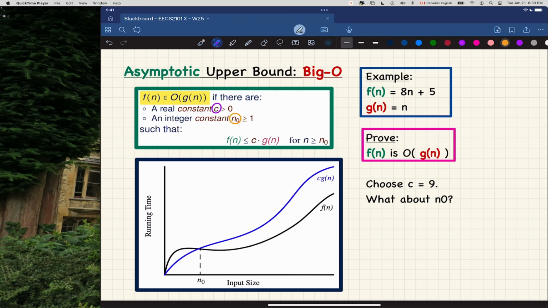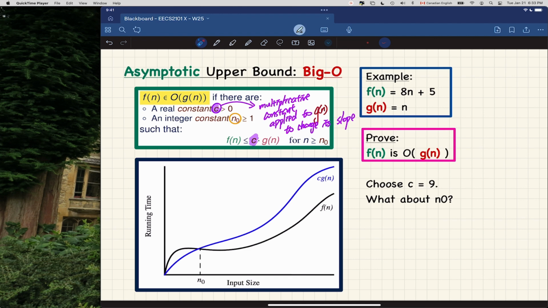So c here is going to be the multiplicative constant applied to the reference function g of n to change its slope. You can see that exactly over here. The c here is really the c over here, and c is being applied to g of n. That's why you see the formal definition.